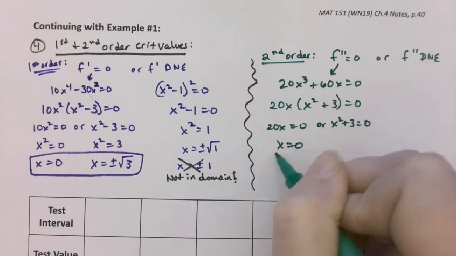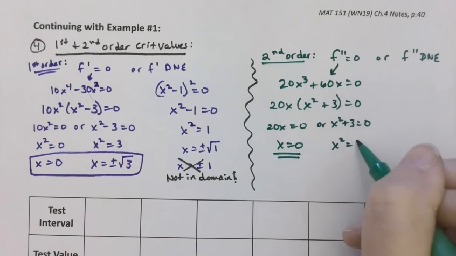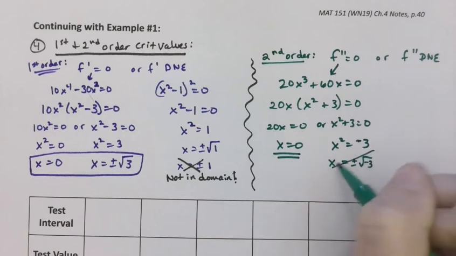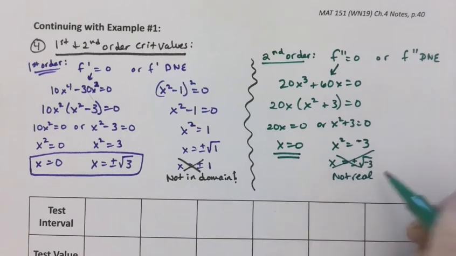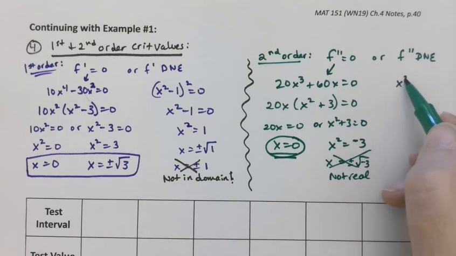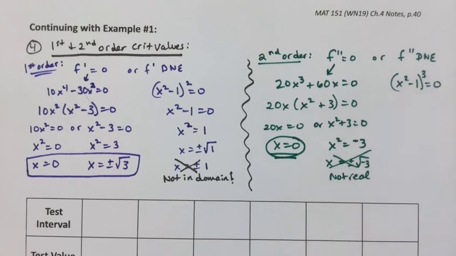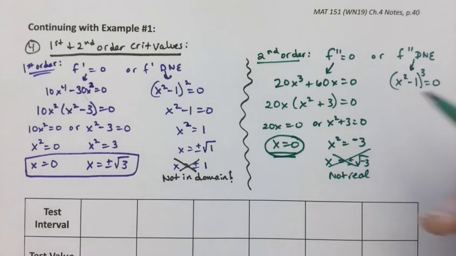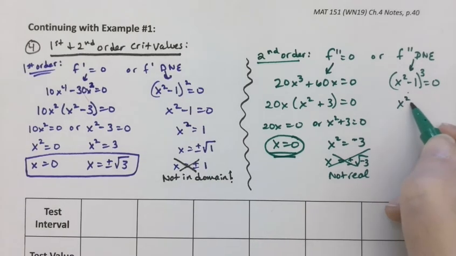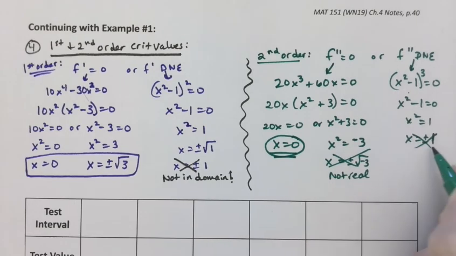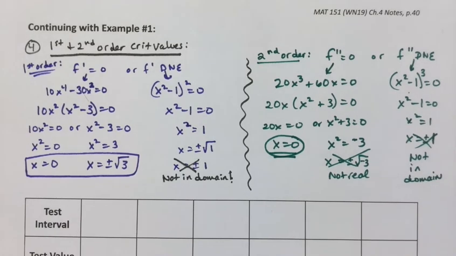This would mean x equals 0. And this would mean x squared equals negative 3, which is impossible. In other words, x is plus or minus the square root of negative 3, and that's not real. So we're not going to worry about that one. So there's our critical value right there. Now if you remember the denominator, it was x squared minus 1 cubed, and that would be equal to 0. Again, we don't have to worry about that because it'll be the same steps as before. x squared minus 1 equals 0, x squared equals 1, x equals plus or minus 1. And that's not in the domain. So the only second order critical value we have is 0.